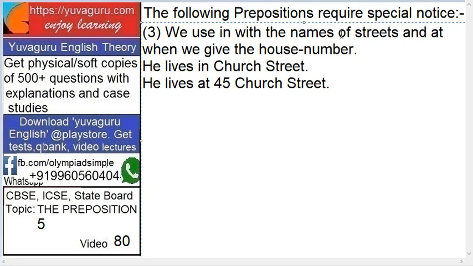We use in with the names of the streets and at when you give the house number. Very important. Names of the streets, in, right? He lives in Church Street. In Church Street. And at for the house number. He lives at 45 Church Street, this is the house number, right? So when you give the house number, it's at. When you give the street's name, it's in.